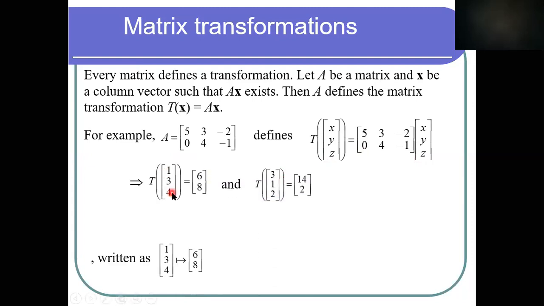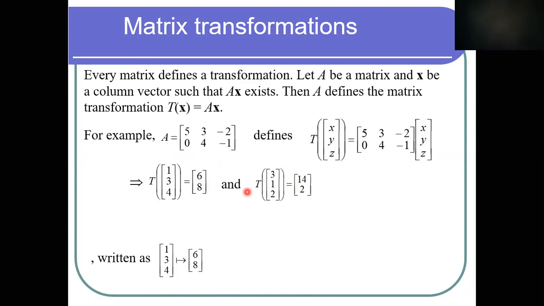Here, if you take some particular element like x is 1, y is 3 and z is 4, and multiply A with x = (1, 3, 4), then 6 and 8 will be the output. You take three-tuples and this maps onto two-tuples. It means the three-dimensional space is mapped onto two-dimensional space.